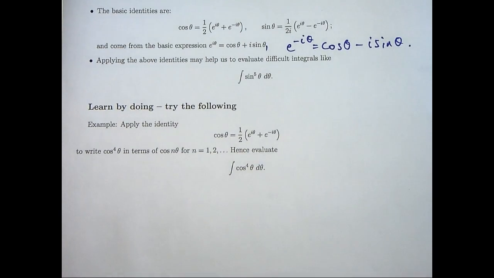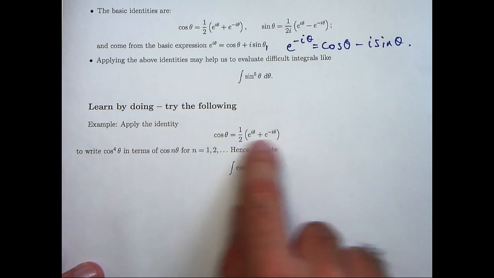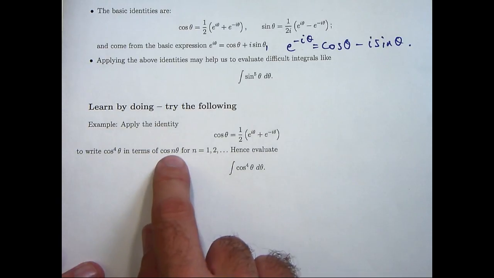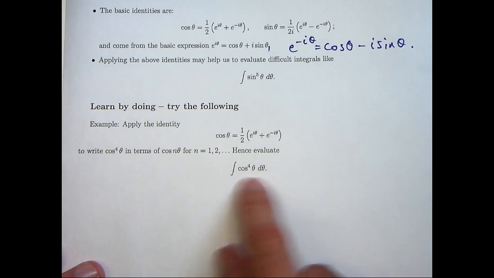Now, one thing that's important to learn is that you don't get good at maths just by watching videos. You need to do some mathematics as well. And here, I've given you an example. Apply this identity to write cos theta to the power 4 in terms of cos n theta for n equals 1, 2, etc. And hence, evaluate this integral.